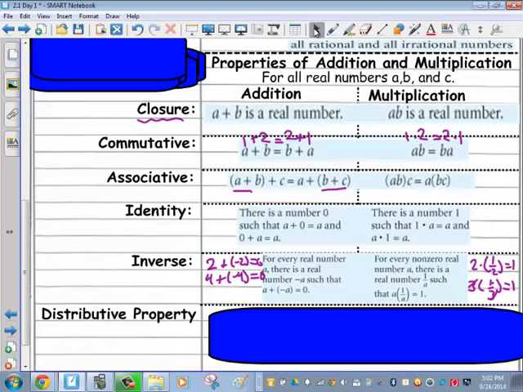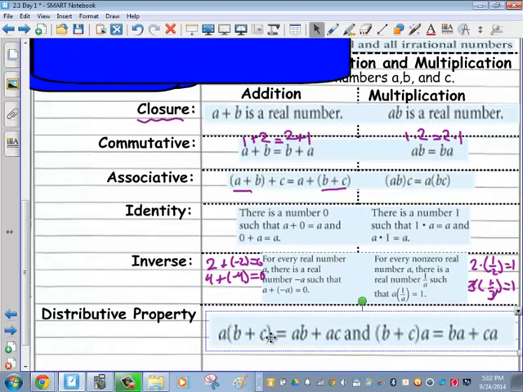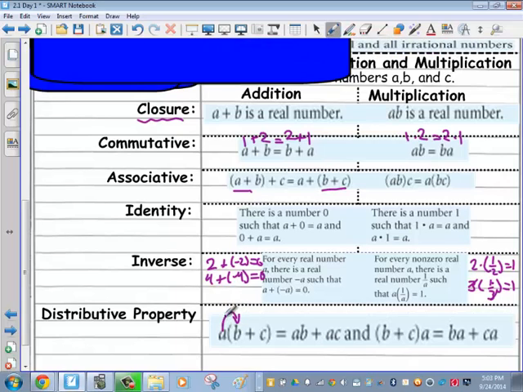And the last one that you guys know is the distributive property. We've used this many times. It really says if you have A times B plus C, that is equal to AB, multiplying it, plus AC, multiplying that out. Really, it's just saying you can distribute this A to here and here. When you distribute it right there, you get this. And when you distribute it right here, you get that.